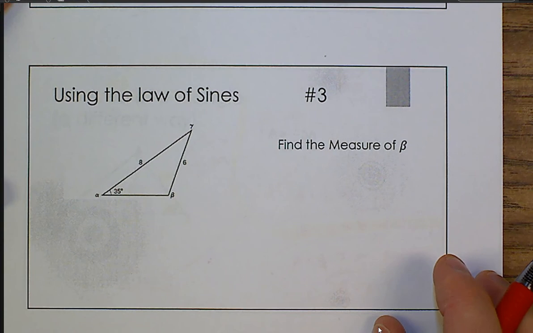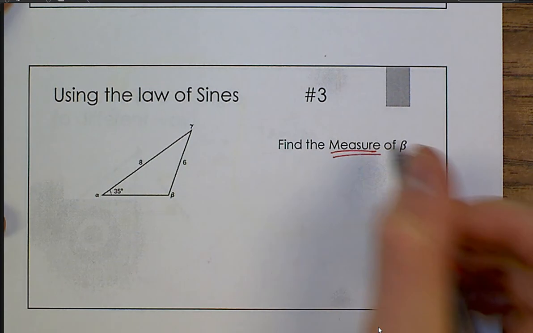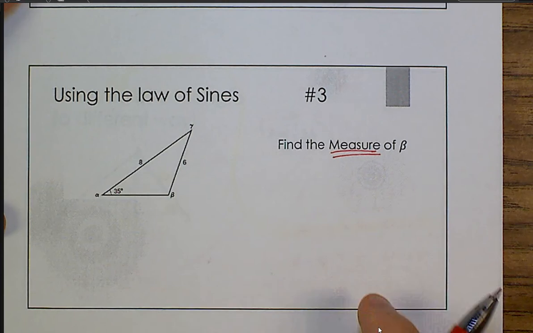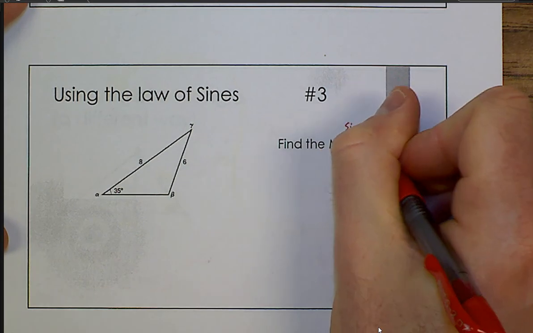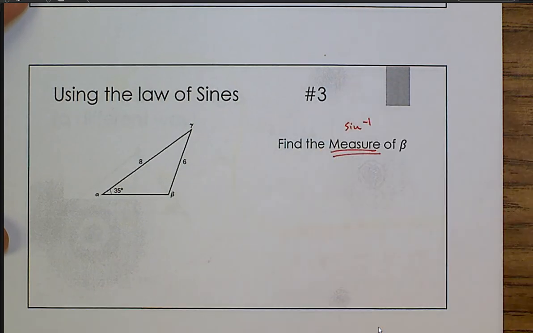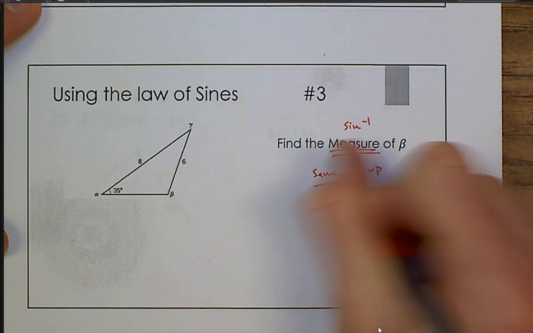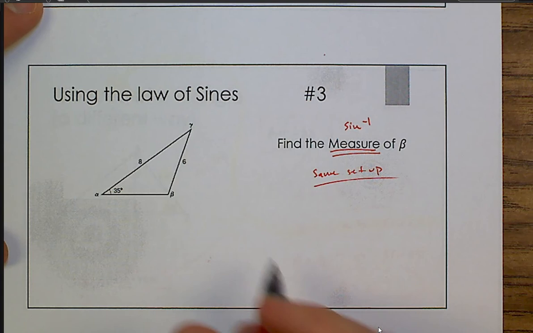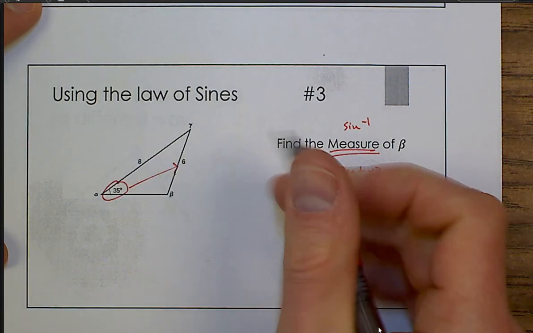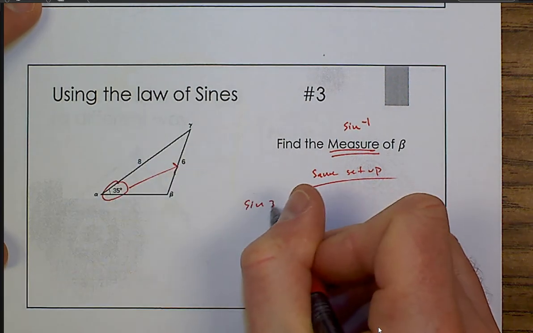Now, those first two examples, we found side lengths. Now we're going to find the measure of an angle. So this gets a little tricky because you just have to remember now we're going to be using inverse sine to find our angle. The nice thing is it's the same setup. Okay? So that's nice. We're just going to look for that same kind of pattern. There's my angle, there's my side opposite. So sine of 35 over 6 equals.